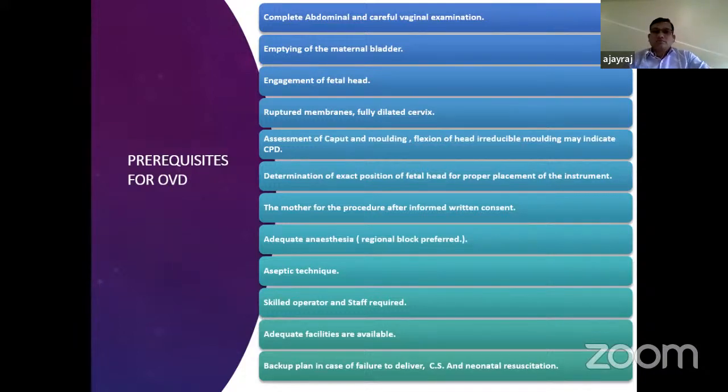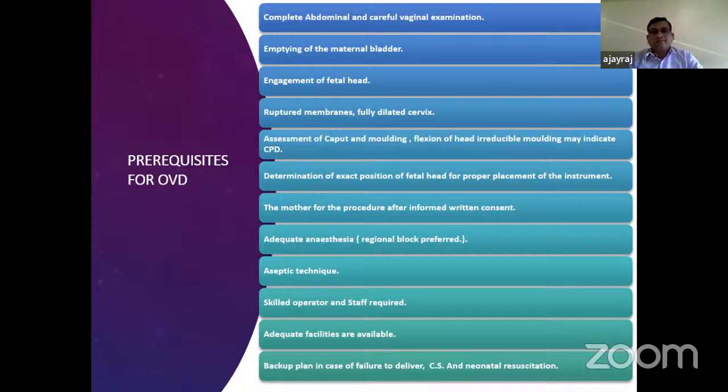The mother should be prepared for the procedure after informed written consent. We have to instruct her what we are going to do with her. Adequate anesthesia, regional block is preferred. In the rural areas where I practice, we perform our work with local anesthesia only. But in metro cities where the patient is willing for operative vaginal delivery, you can prefer other blocks also.